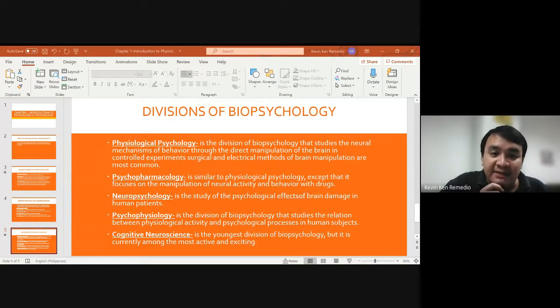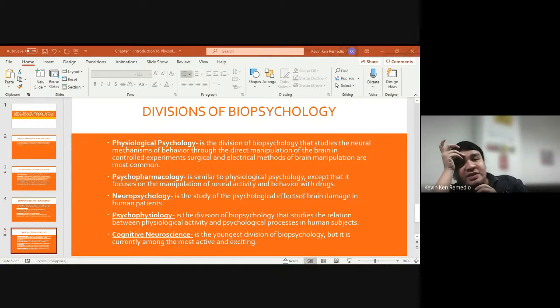The study of the psychological effects of brain damage in human patients. That is neuropsychology. Take the brain, for example, class, a stroke. There are two types of stroke: ischemic and, I forgot the other one. Ischemic. Let's just say a mild stroke, for example.